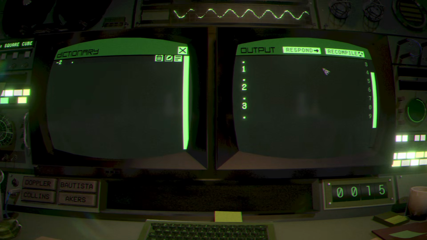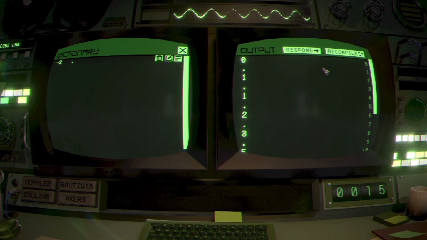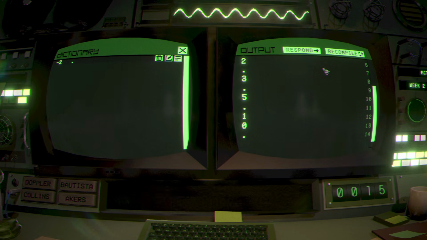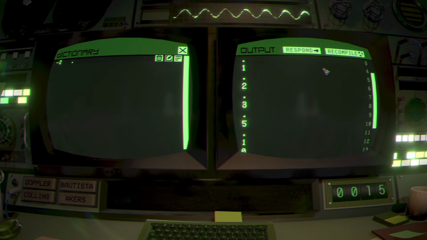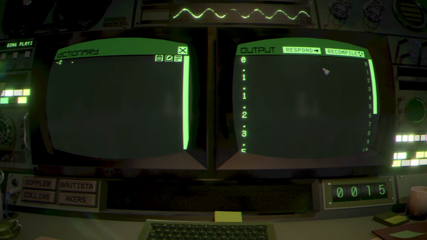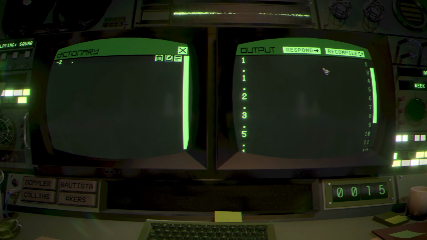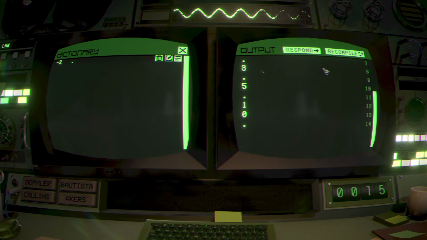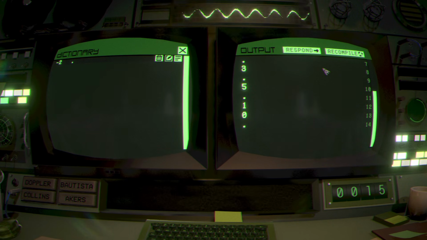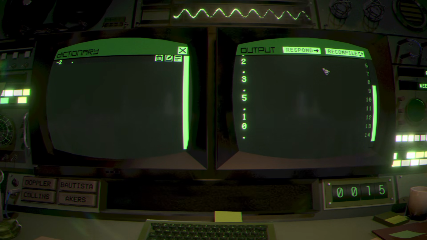Okay, next signal. You got 0, 1, 1, 2, 3. Okay, Fibonacci, right? Or no, maybe not. Wait, okay. 0, 1, 1, 2, 3, 5, 8. That's Fibonacci. But actually, I'm getting a 10.